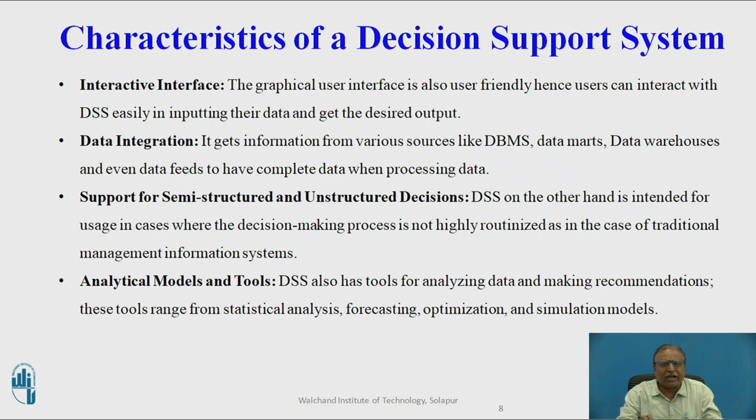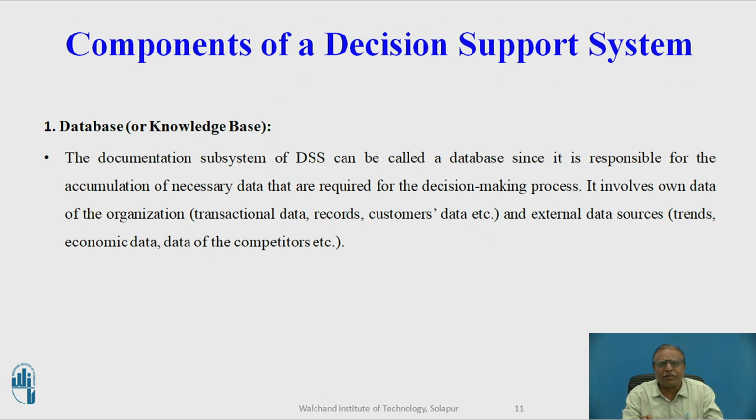Next characteristic, analytical models and tools. So DSS also has tools for analyzing data and making recommendations. These tools can range from statistical analysis, forecasting, optimization and simulation models. Components of decision support system.